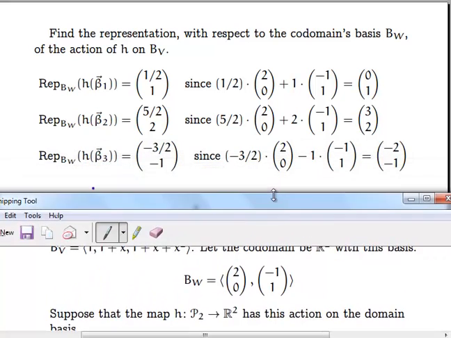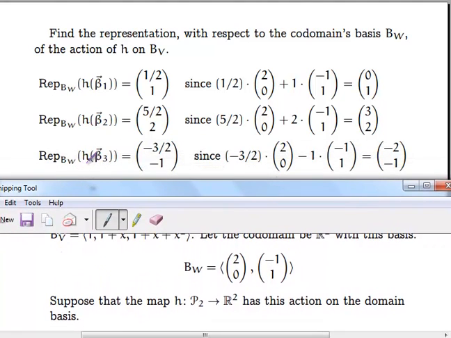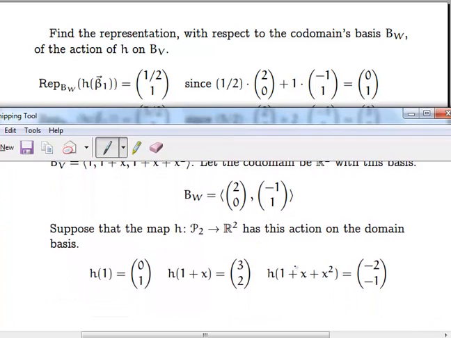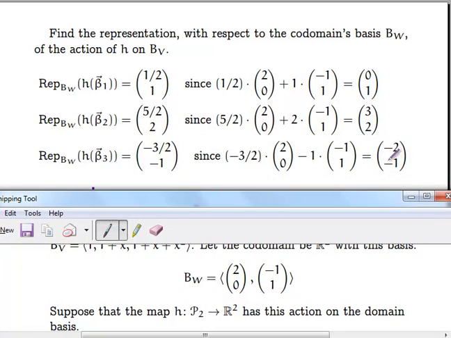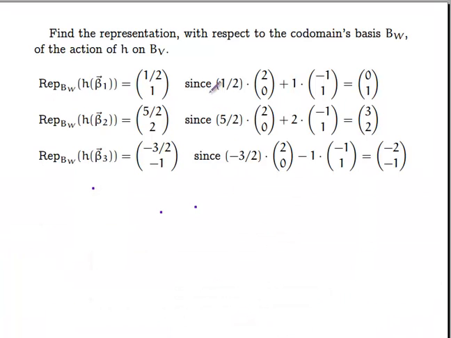Finally, we have the representation of h of beta 3 as minus 3/2, minus 1. Since h of beta 3 was minus 2, 1 in the standard basis, it's possible to express minus 2, 1 in the standard basis as minus 3/2 times the first basis vector in BW, minus 1 times the second basis vector in BW. Okay. So I've explained where we got these numbers here. So we have the representation of h of all of the basis vectors in the domain in terms of the basis vectors in the codomain.